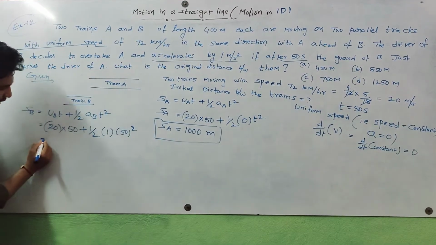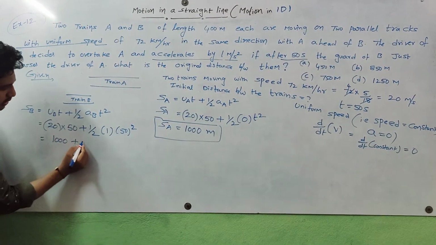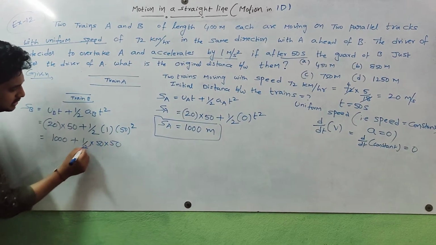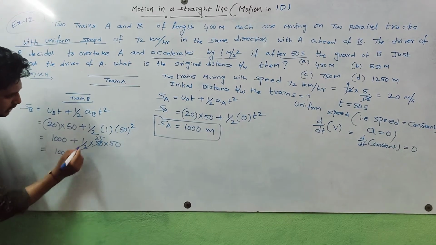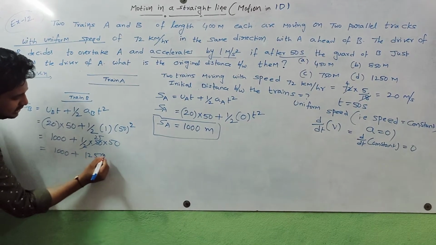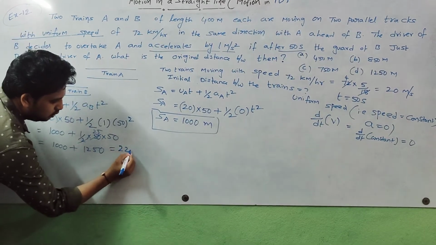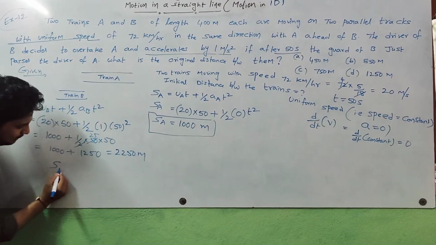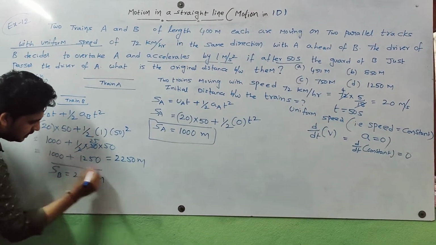So from this, what we got? 20 into 50 is 1000, plus 1 by 2 into 50 into 50. So 2 25s are 1250. 1000 plus 1250 we got 2250 meters. So the distance traveled by B is equal to 2250 meters.